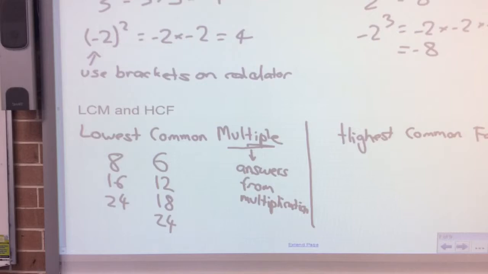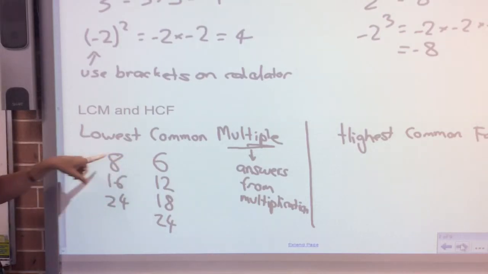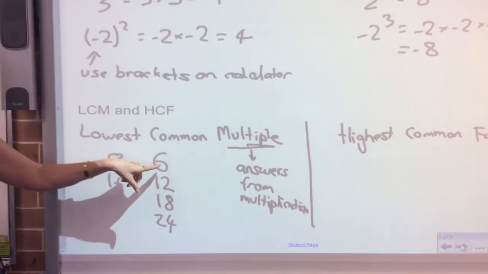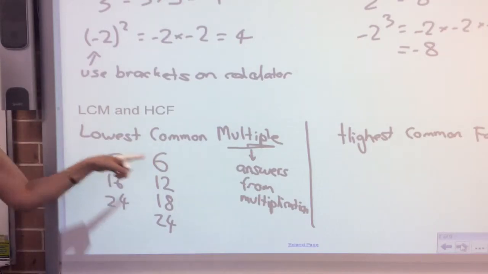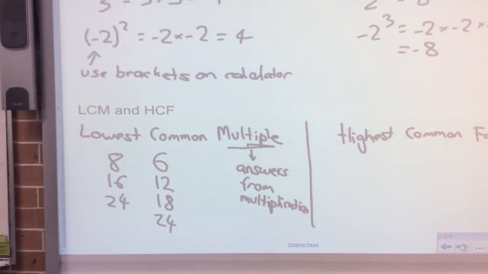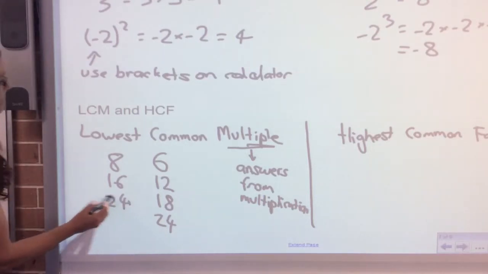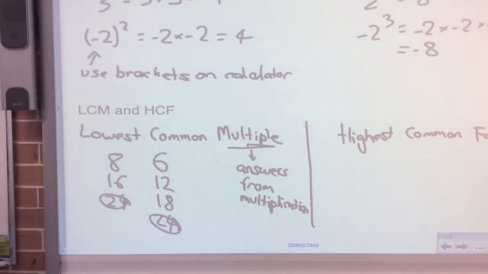So your multiple will always be at least as big as the biggest number. Alright? So for example, if my two numbers were 6 and 12, that's okay. You can have one of the numbers as your lowest common multiple. 12 could be the answer. Okay? So this one obviously 24. So your lowest common multiple must be at least as big as the biggest number, if not bigger.